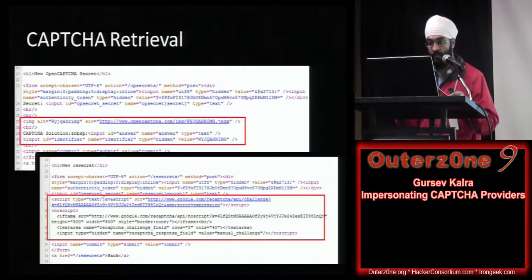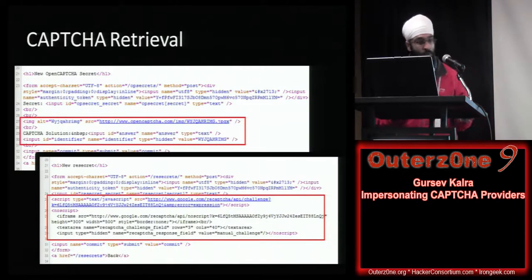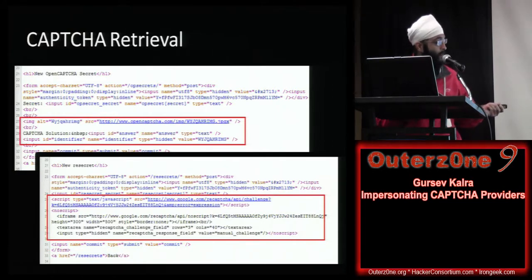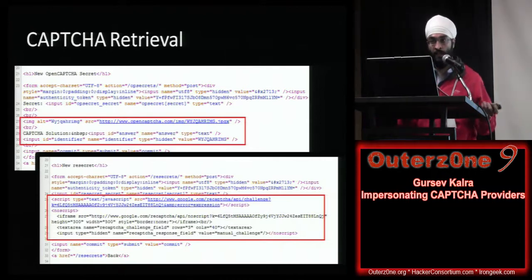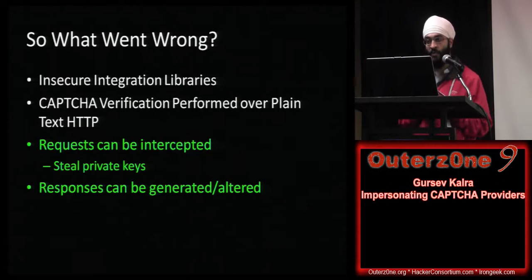All right, let's move ahead. So this is how the retrieval typically works. You have the image and you have the source. This is OpenCAPTCHA, and here when you talk about reCAPTCHA, it is the google.com reCAPTCHA API, and then you send the challenge along with that. So this is how the CAPTCHA retrieval works in a typical web page, and this is what gets displayed. So what went wrong?